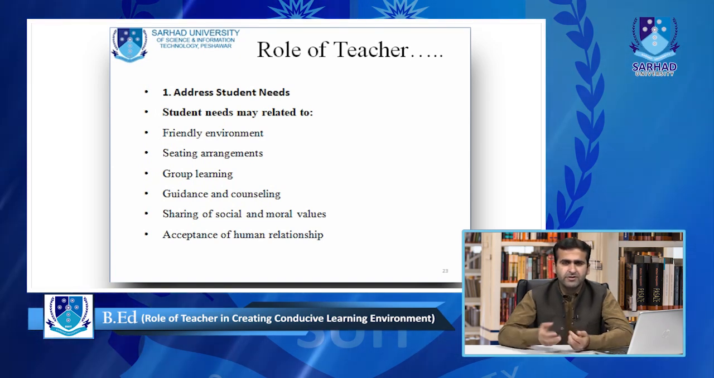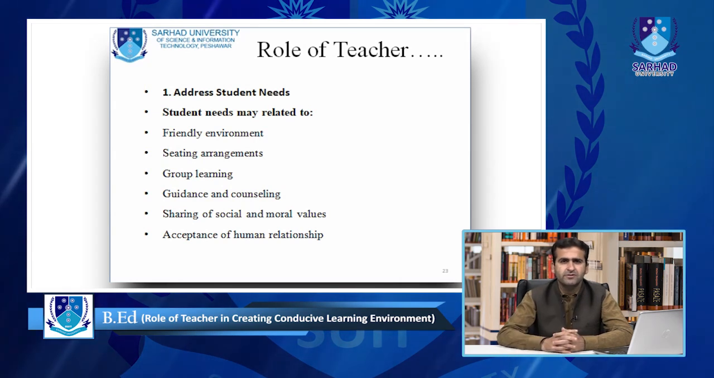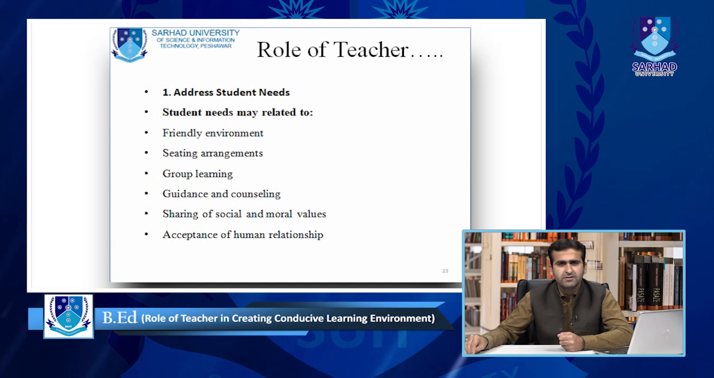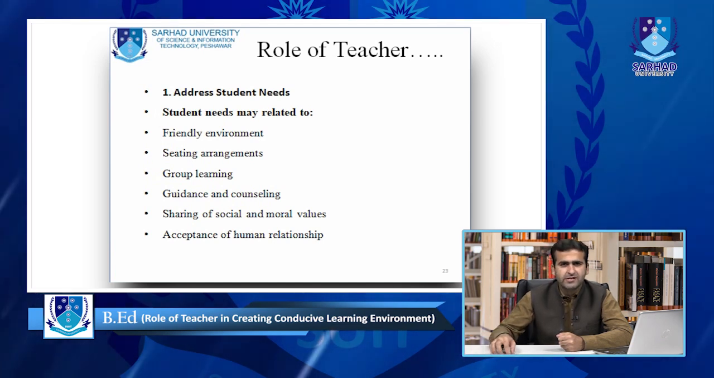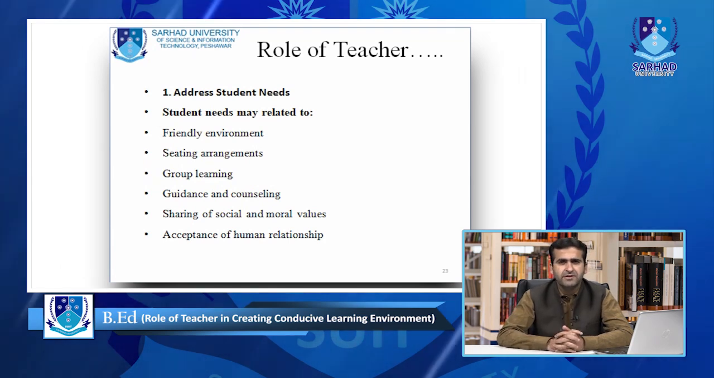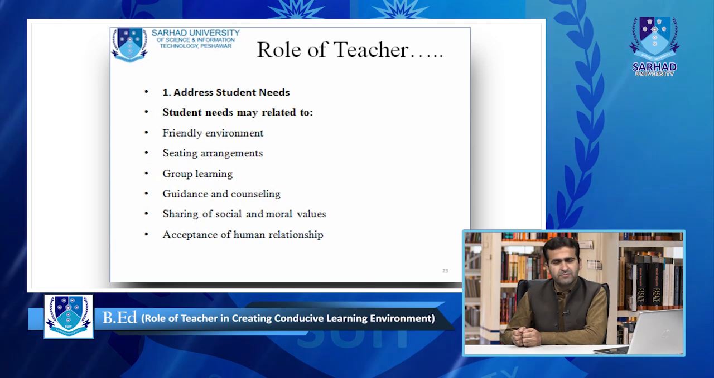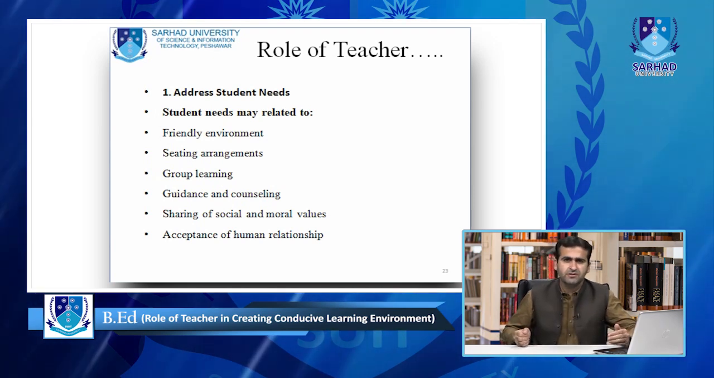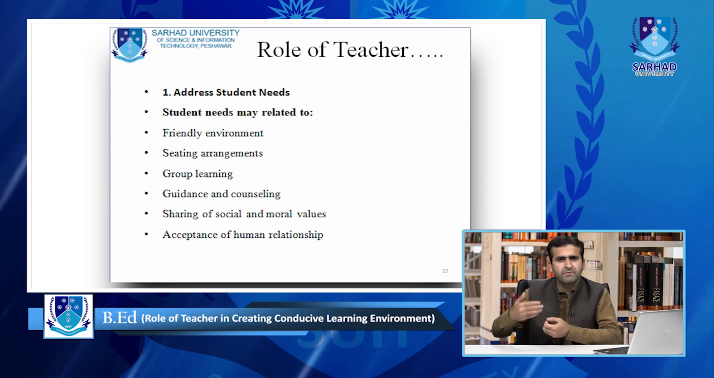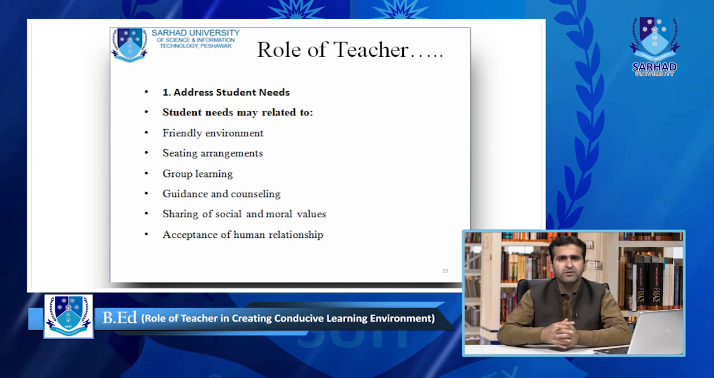In that particular situation, we need to change the seat of the student. We need to provide an environment which is favorable for learning. That's why seating arrangement matters. If a student feels uncomfortable in one particular position, we need to change their position. That discomfort may be because of their friends around him or her.